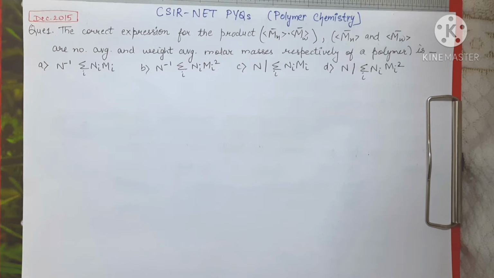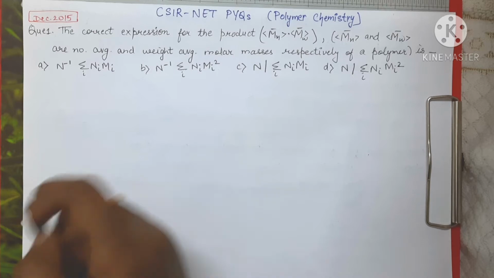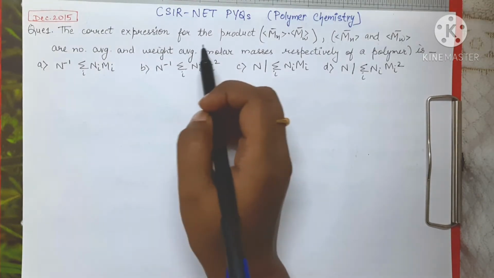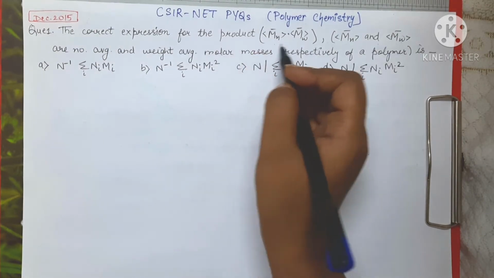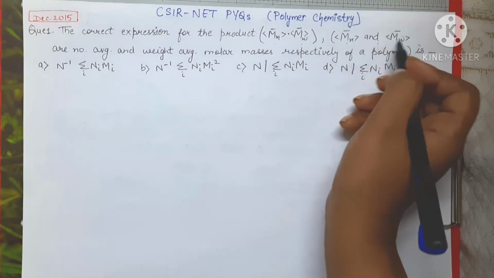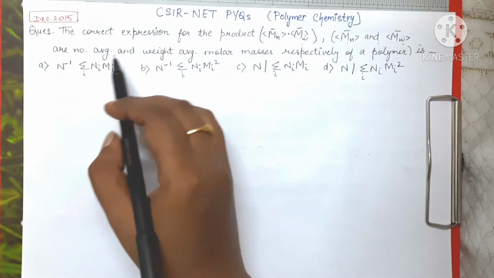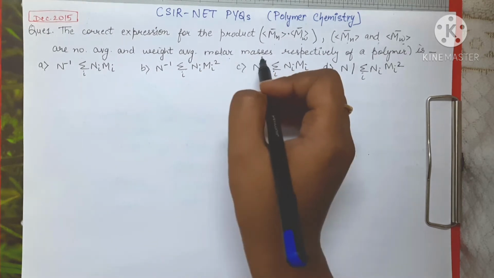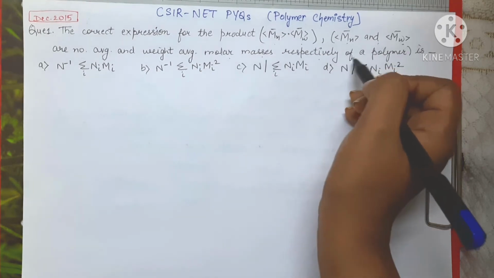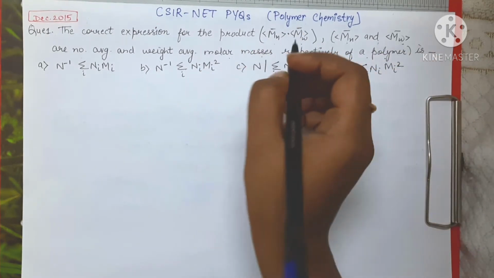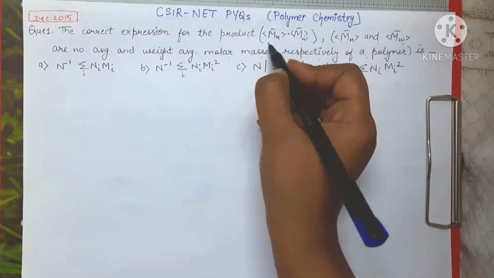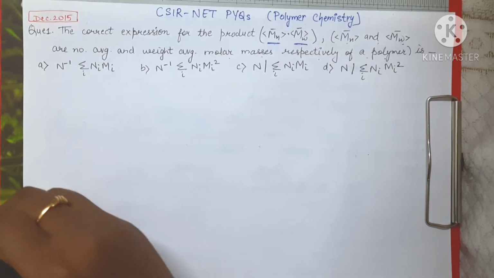So today we're going to solve some of the previous year questions of polymer chemistry part which are being asked in CSIR NET exams. The first question which we are going to discuss is: the correct expression for the product Mn and Mw, where Mn and Mw are number average and weight average molar masses respectively of a polymer, is. So basically we have to find out the product of Mn and Mw.